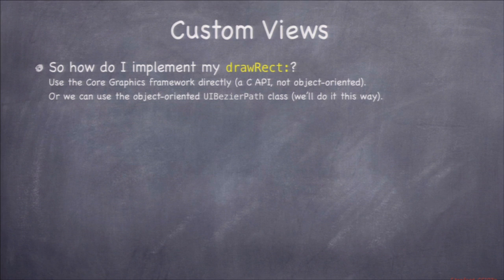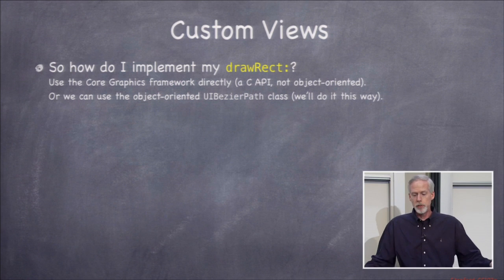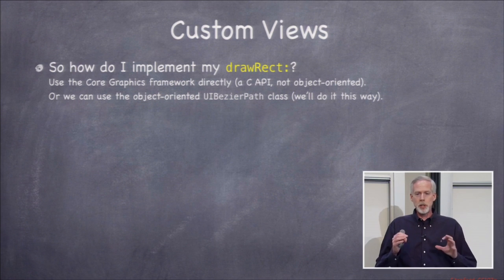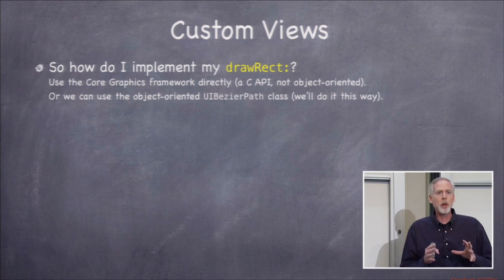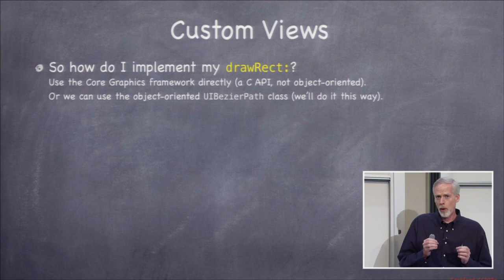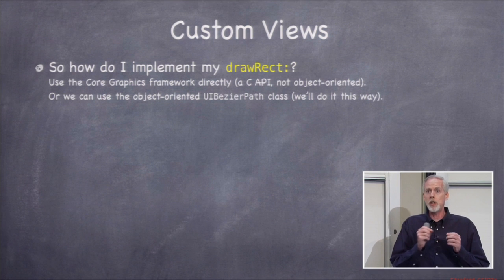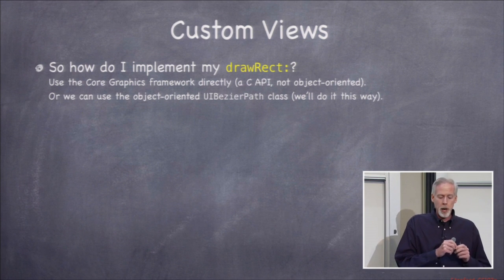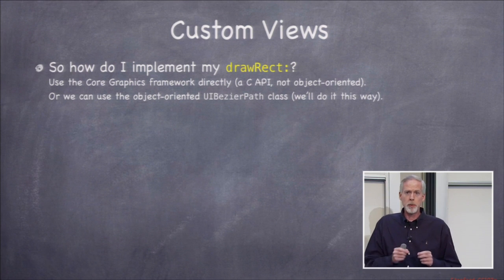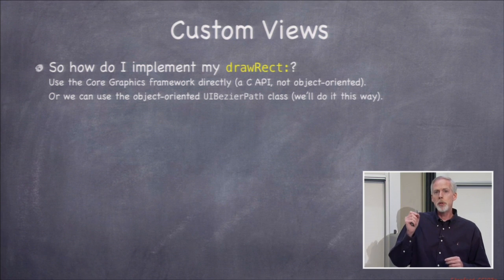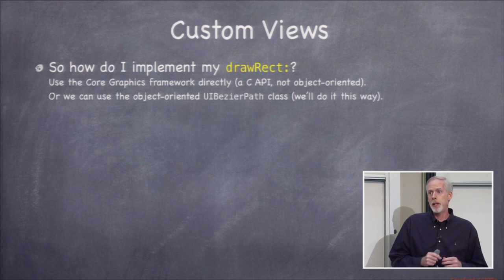All right, so how do I implement this drawRect thing? Okay, I got this drawRect method. I want to draw something. Well, the answer is you use this library, the Quartz library. It's called Core Graphics. It has a ton of C functions that all start with CG, Core Graphics. They almost all take a context as the first argument. We'll talk about that. Or you can use this nice class called the UIBezierPath.